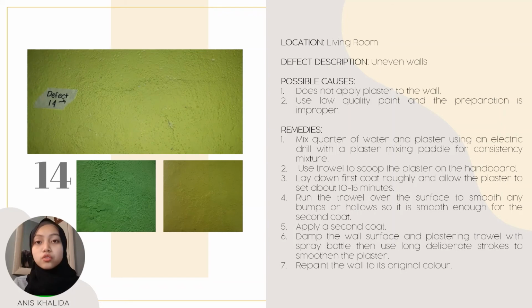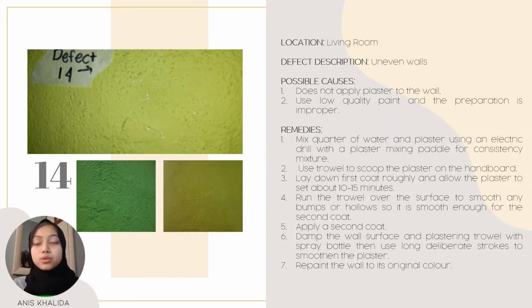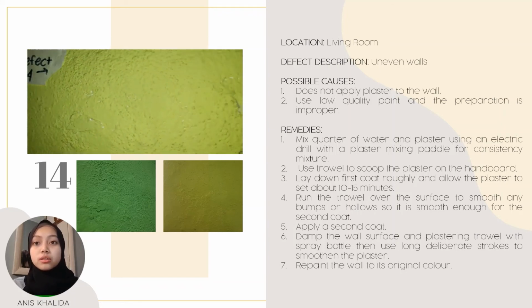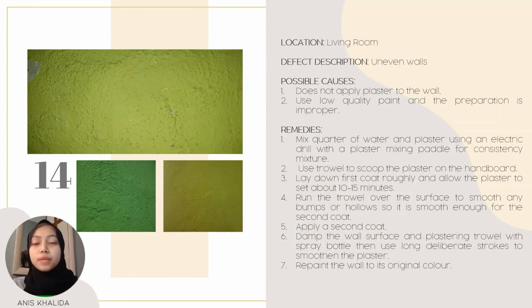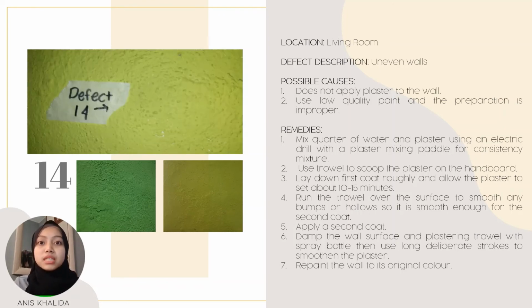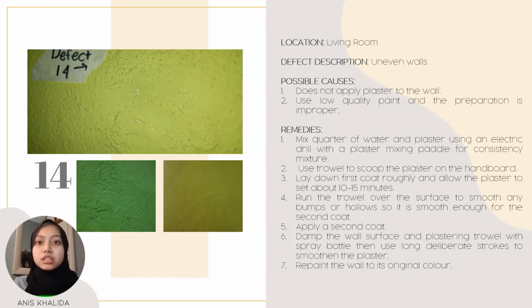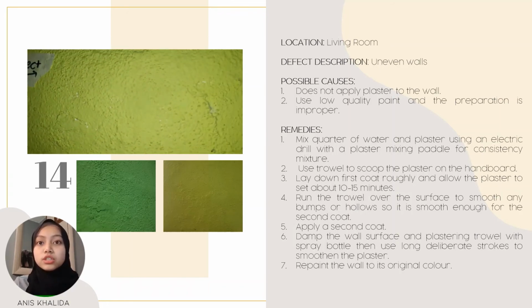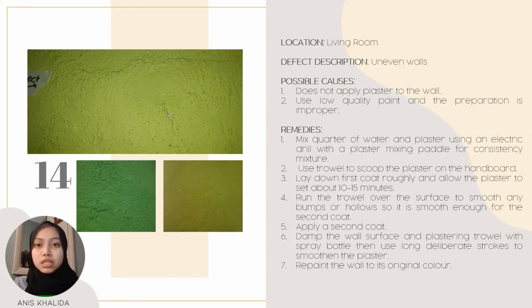The way to fix this defect is by using an electric drill with a plaster mixing paddle to mix a 1/4 of water and plaster. Then scoop the plaster on a handboard using a trowel, lay down the first coat and let sit for 10 minutes.